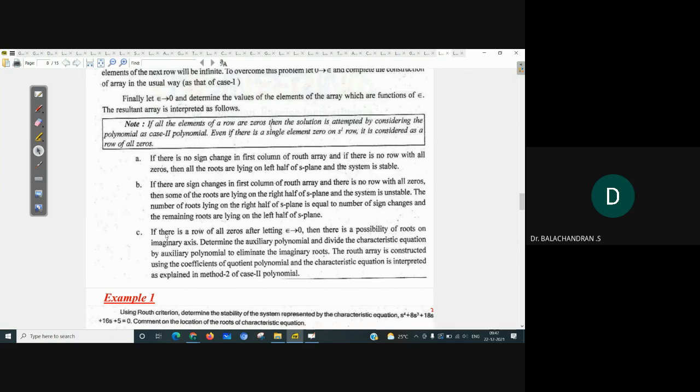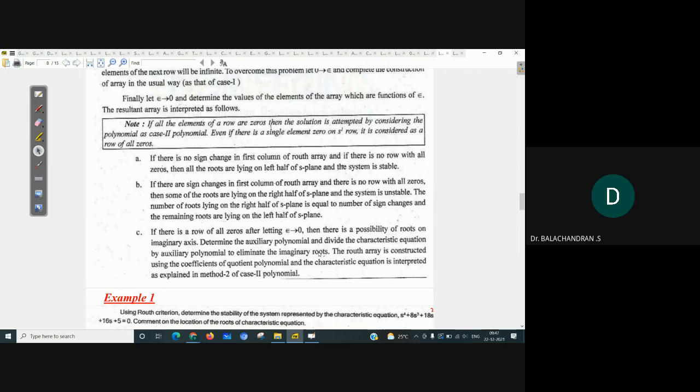Third point, if there is a row of all 0 after allowing epsilon tends to 0, then there is a possibility of roots on the imaginary axis. Determine the auxiliary polynomial and divide the characteristic equation by the auxiliary polynomial to eliminate the imaginary roots.